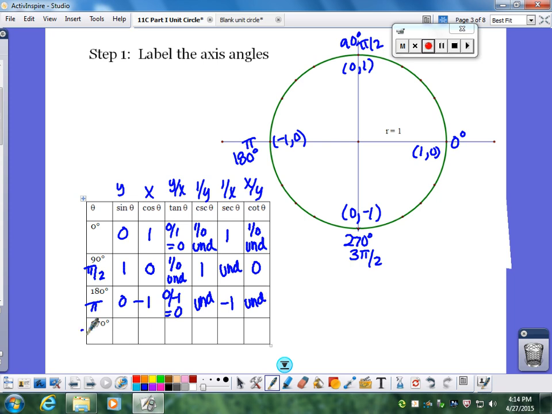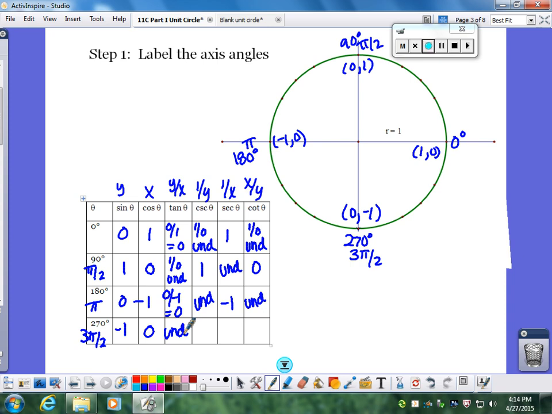Alright, finally 270. 360 puts us back around at 0. 270 is the same thing as 3 pi over 2. Okay, so the sine is the y. Sine of 270 is negative 1. Cosine of 270 is 0. Tangent is going to be negative 1 over 0, which is undefined.